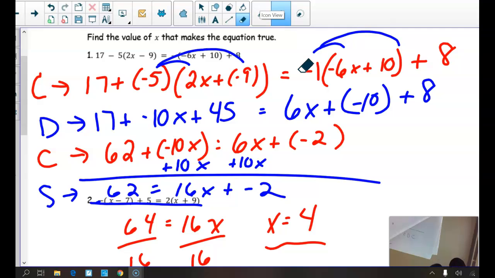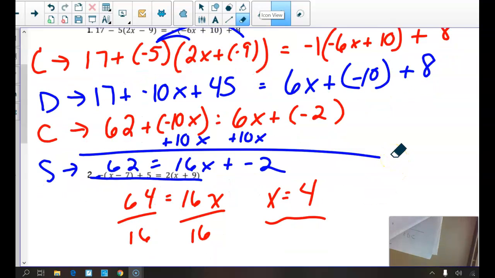And then you combine like terms, which is right here. And then go ahead and solve for x. And you will get an answer, and that will be x equals 4.